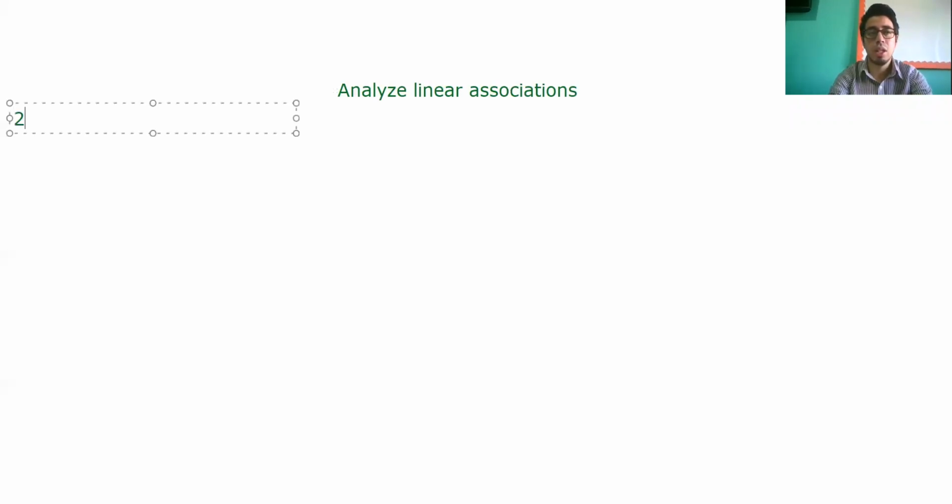The topic for today is analyze linear associations. So I'm going to write it in here. Analyze linear associations, okay. So we have example 1, page 218. Page 218, example 1, is about the linear associations.